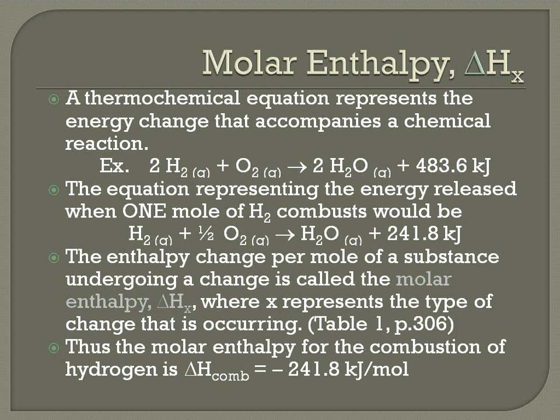So the molar enthalpy for the combustion of hydrogen is labeled with a delta H to symbolize enthalpy. I write COMB instead of that x because now I'm dealing with a specific reaction called a combustion reaction. Because it's exothermic, it is negative, and when I've divided it by 2, I get negative 241.8 kilojoules per mole.